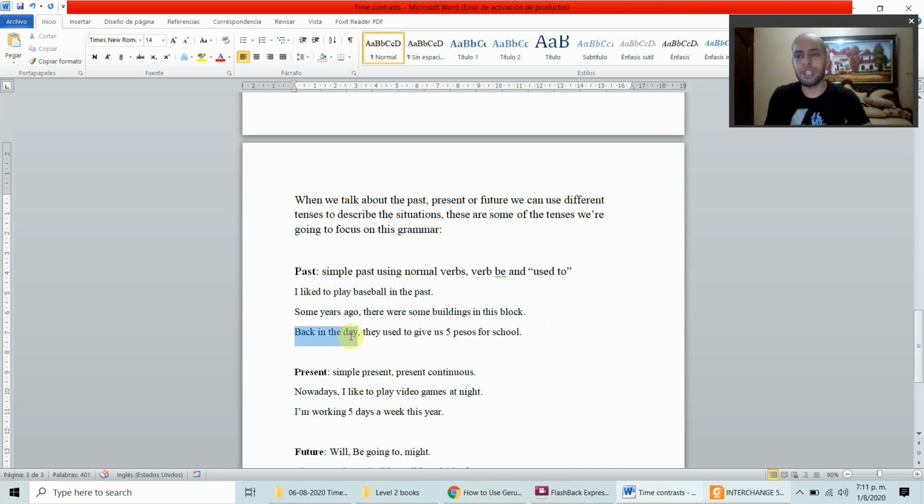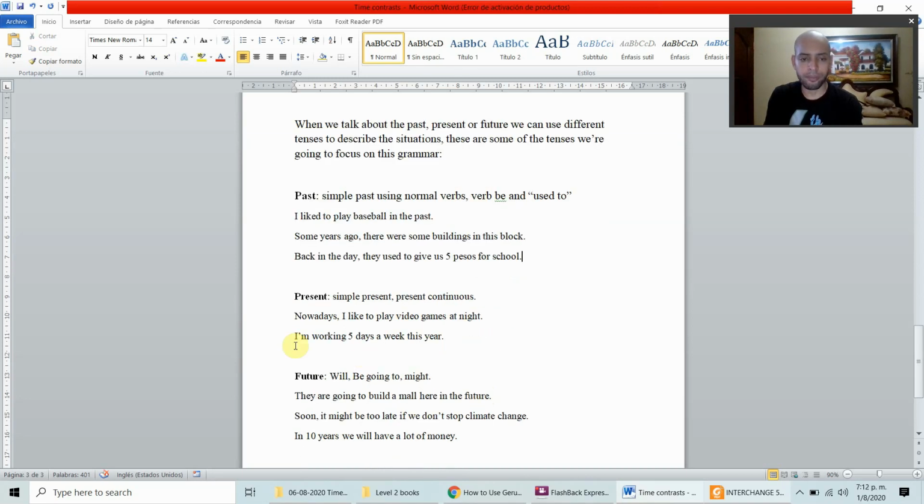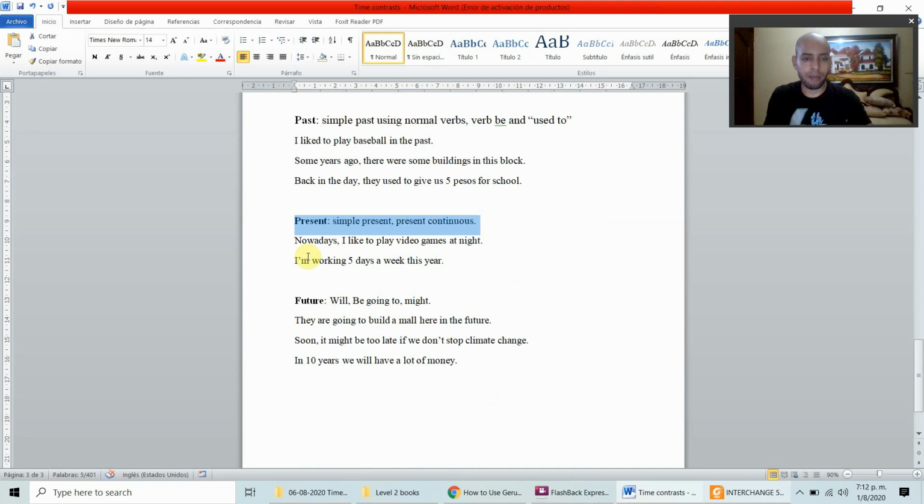Back in the day, another phrase we use in the past. Back in the day, they used to give us 5 pesos for school. Back in the day is the same as in the past. They used to give us 5 pesos for school. Now, examples with tenses with present: we can use the simple present, and also we can use the present continuous. For example, nowadays I like to play video games at night. Or let's see another example now with present continuous. I'm working 5 days a week this year.